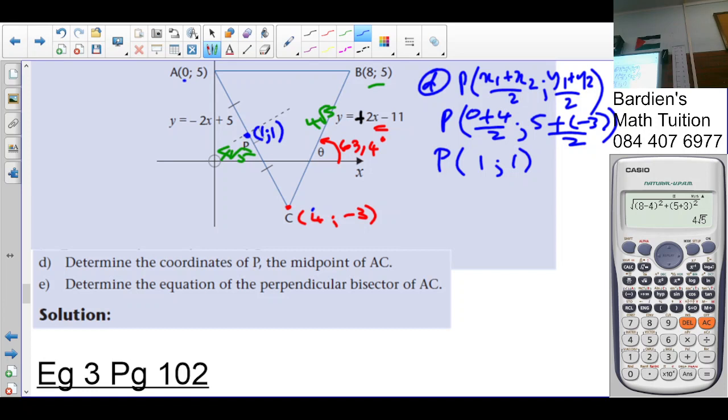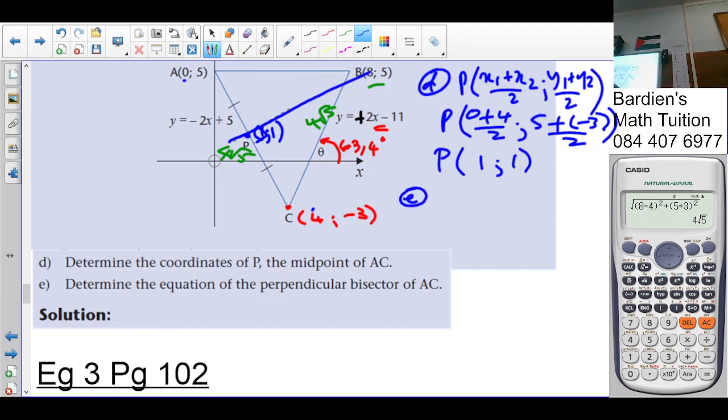Let's look at E. Determine the equation of the perpendicular bisector of AC. So in other words, the perpendicular bisector is that line that I've just drawn in. What does perpendicular mean? It stands 90 degrees to AC. And bisector means it cuts in half. So you all agree that's the line I'm calculating.